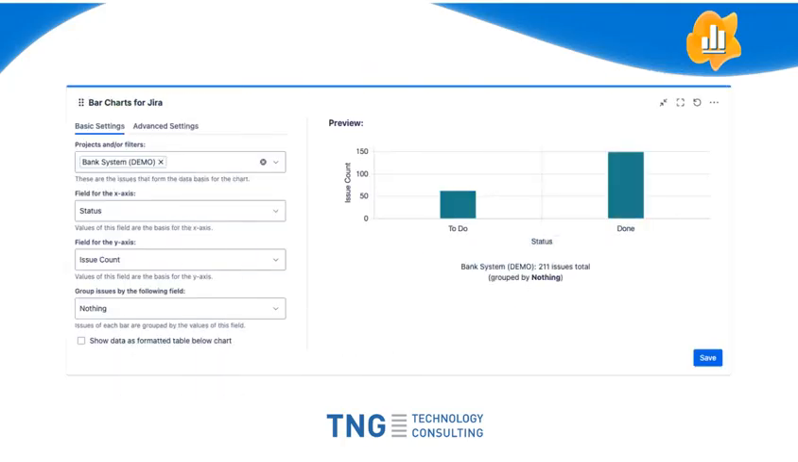Configuration. Use the full power of JQL to filter desired issues. Advanced configuration options like chart height or refresh interval are available as well.